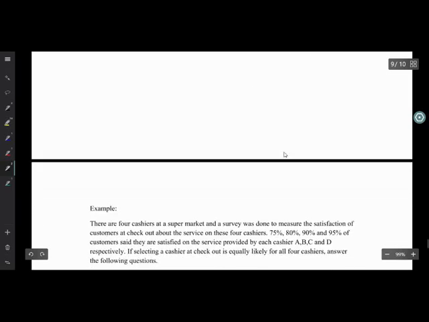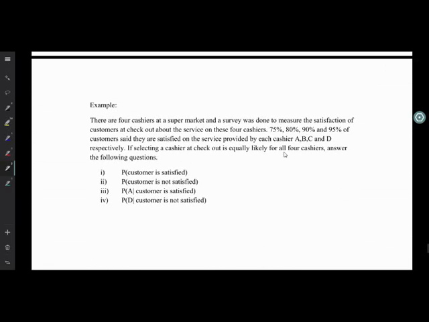Okay, here's the last example. There are 4 cashiers at a supermarket and a survey was done to measure the satisfaction of customers at checkout about the service on these 4 cashiers. It is given that 75%, 80%, 90% and 95% of customers said they are satisfied on the service provided by each cashier A, B, C and D.